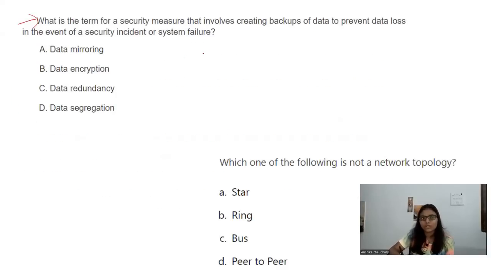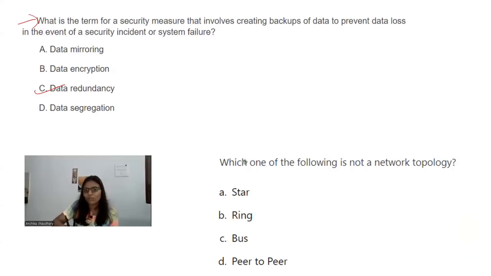What is the term for a security measure that involves creating backups of data to prevent data loss in the event of a security incident or system failure? Suppose there is some kind of attack or maybe the system has failed. So you have to go for backup data, right? Data redundancy is the best way. Data redundancy means we have duplicate data. If we have our copy of data, then only we can face the system failure, right? So data redundancy will be the best scenario at that time.